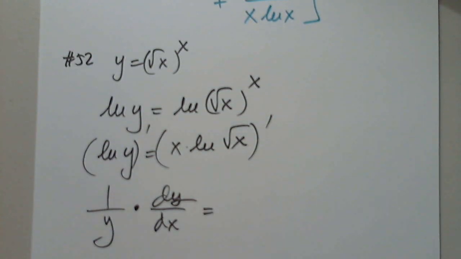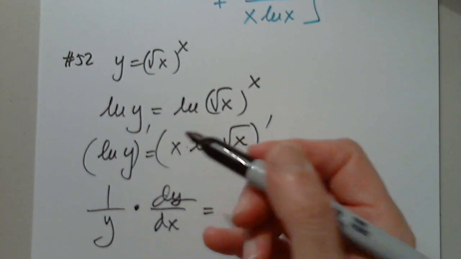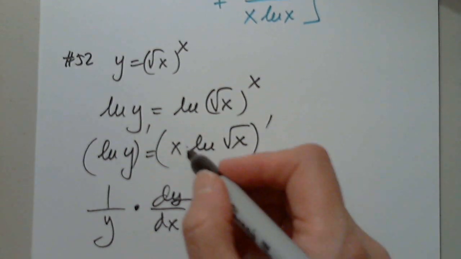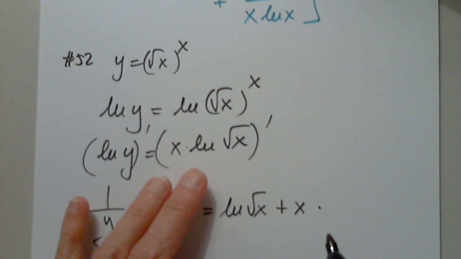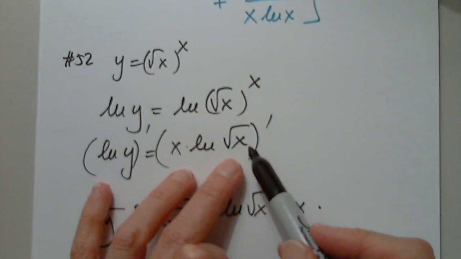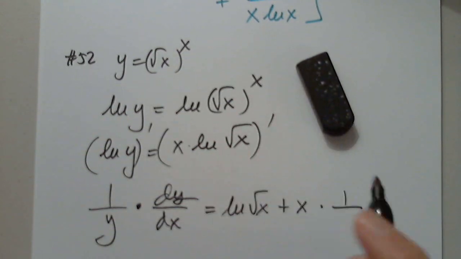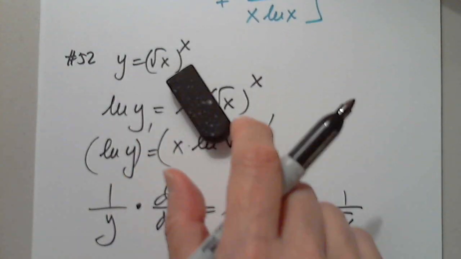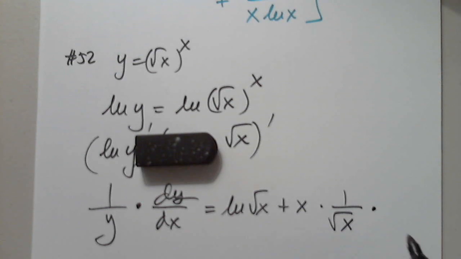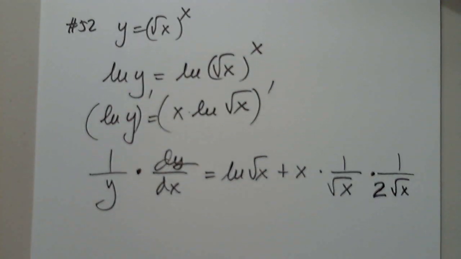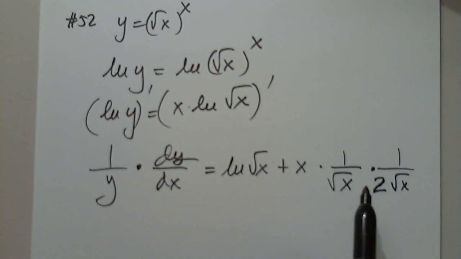x prime is 1, so natural log of the square root of x plus the first function times. We are differentiating natural log of the square root of x. So first we differentiate natural log. What is it? 1 over x, but in this case it is the square root of x. Awesome. Now we are differentiating the square root of x. That's 1 over 2 times square root x. Perfect. So now when I multiply these two, I get 2x.